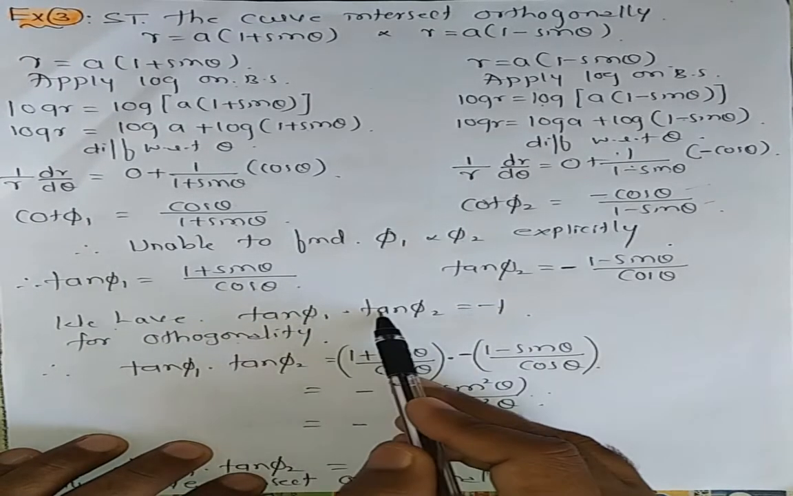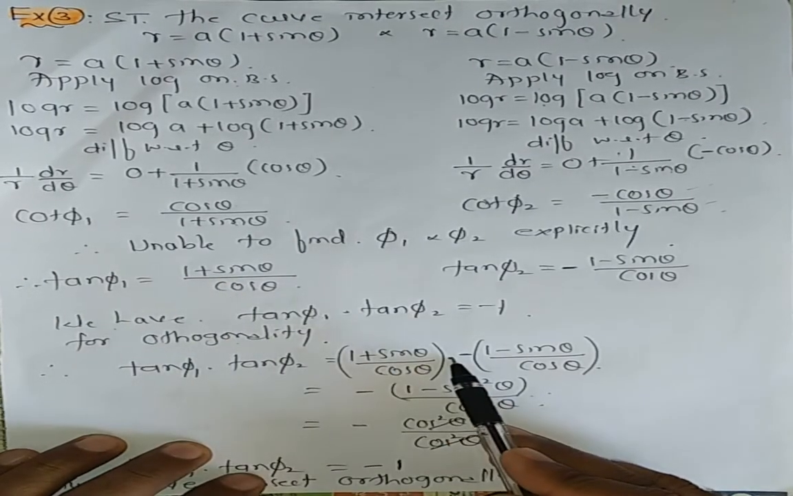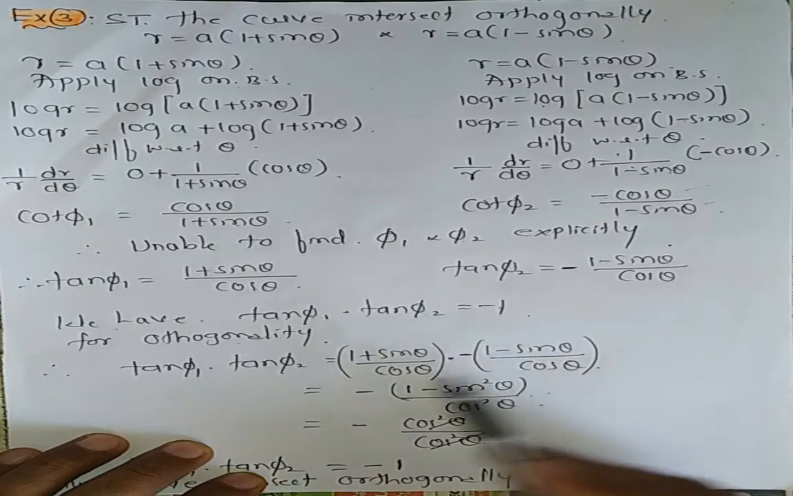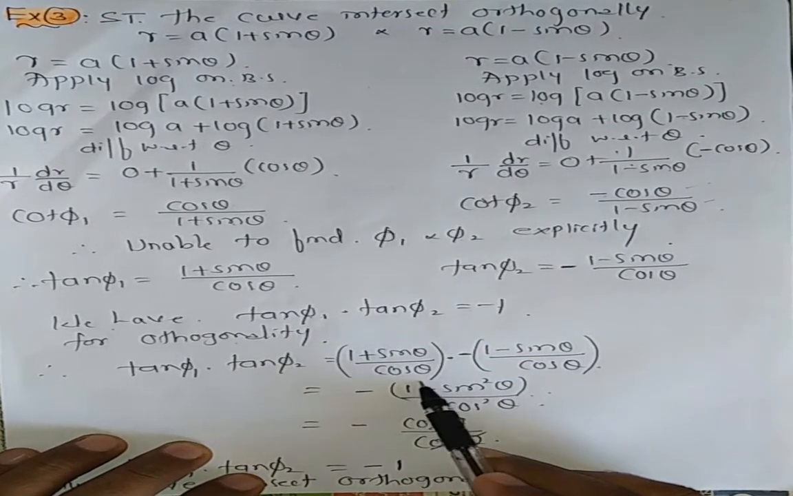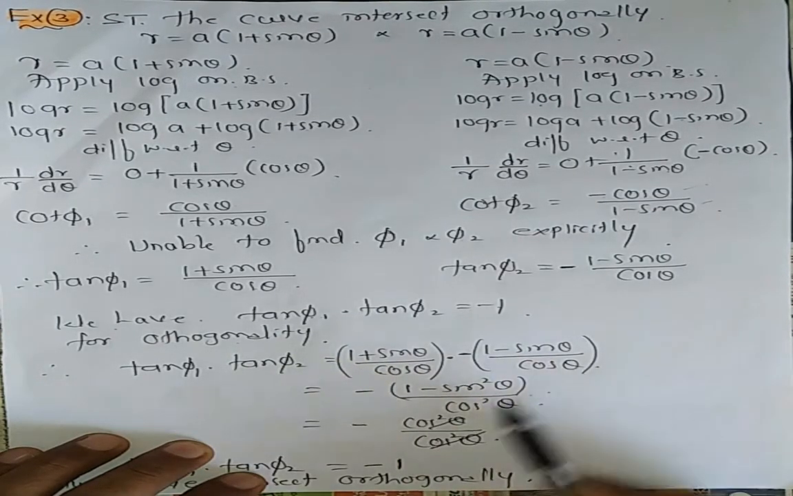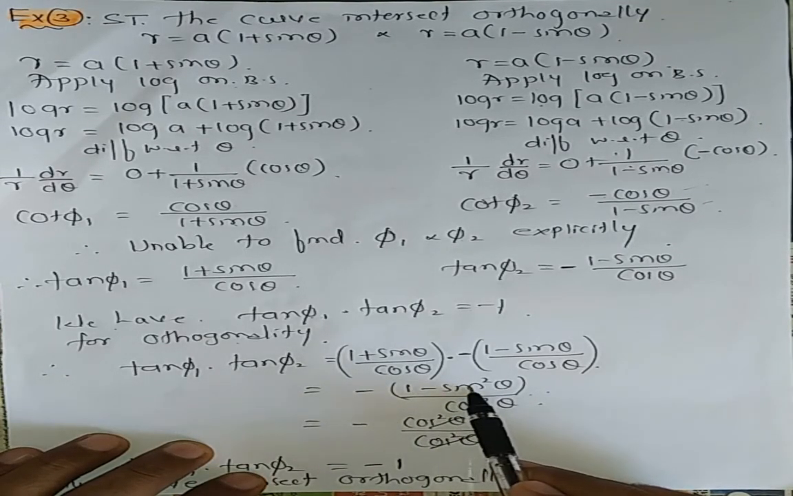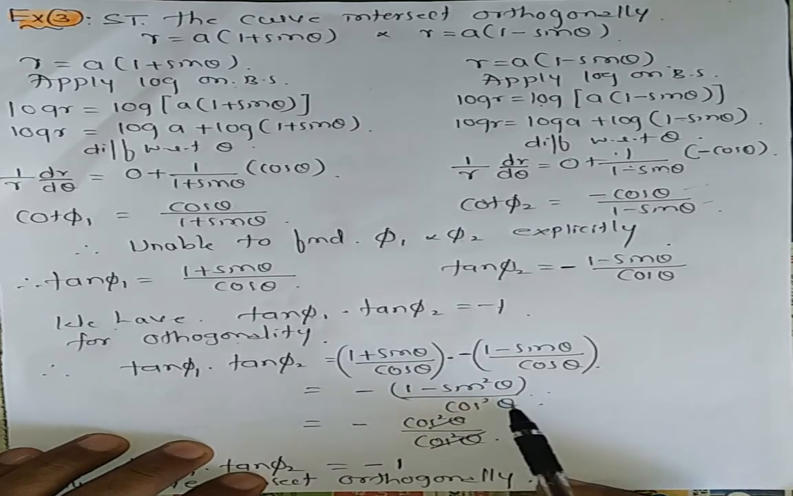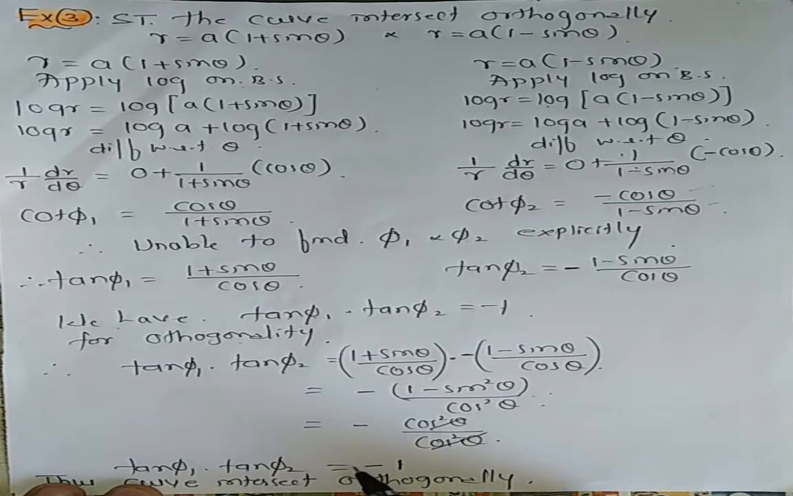Then let us take tan phi 1 and tan phi 2. Tan phi 1 into tan phi 2 is equal to tan phi 1, this term, into tan phi 2, this term. Okay, then see here, minus sign as it is, a plus b, a minus b, a square minus b square, divided by cos into cos is cos square, minus sign as it is, 1 minus sine square. By using trigonometry identity, 1 minus sine square is cos square, divided by cos square. Cos square gets cancelled, you got -1. So hence you have proved that tan phi 1 into tan phi 2 is equal to -1.